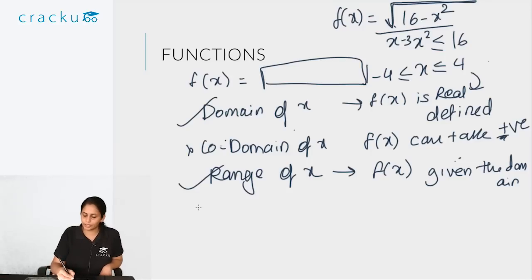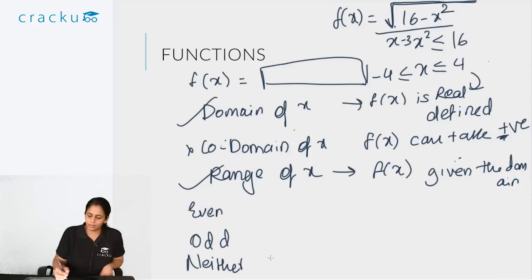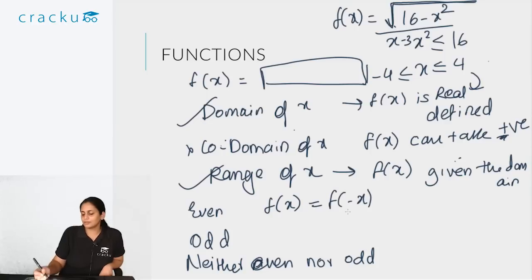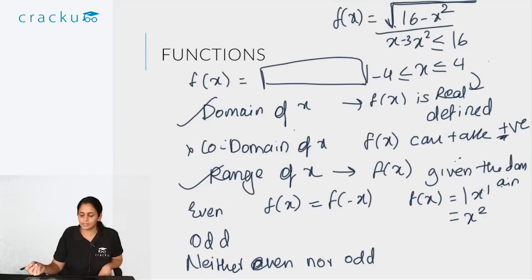The second concept that you need to learn is of even and odd functions. A function can be neither even nor odd. That is the bulk of functions actually. So what is an even function? An even function is a function such that f of x is equal to f of minus x. For example, if f of x is equal to modulus of x, or f of x is equal to x square, and you put minus x here, modulus of minus x will be equal to modulus of x. The sign of x does not affect the value of f of x. So these are even functions.